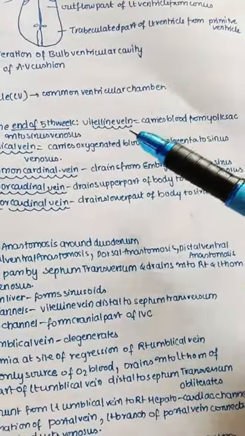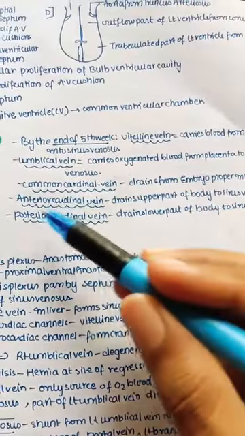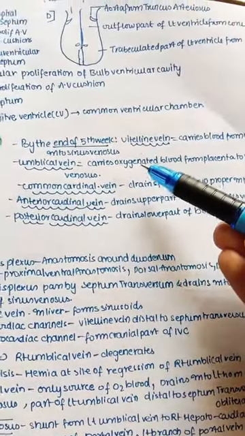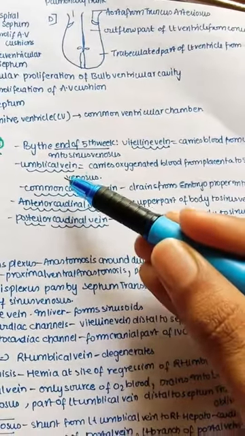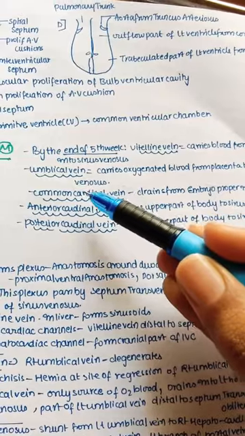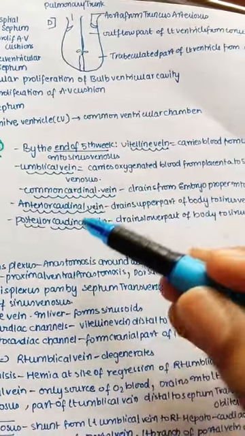So the vitelline vein mainly carries the blood from the yolk sac into the sinus venosus, and the umbilical vein mainly carries the oxygenated blood from the placenta to the sinus venosus. Actually veins should carry deoxygenated blood, but in fetal life it is reversed in the case of umbilical veins and umbilical arteries.